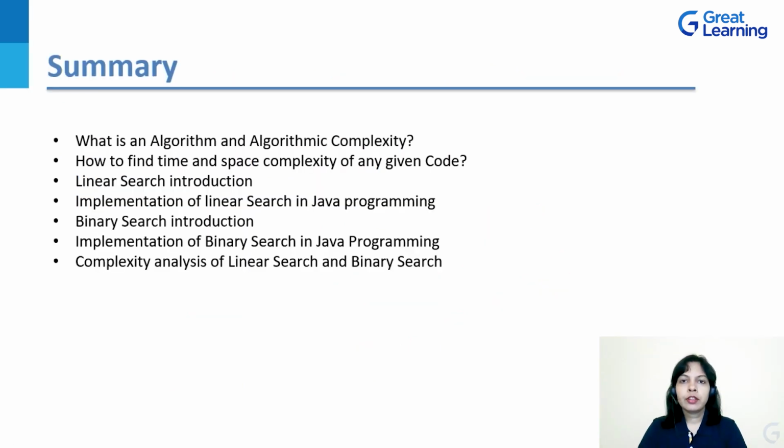Let's summarize the session. In this session, we discussed what algorithms are, and what the different algorithmic complexity analyses are that we can do over any given algorithm or code. Then we talked about how we can find the time complexity for a given code, be it a for loop, a do while loop, nested statements, simple statements, or code written in any programming language. We can find the time and space complexity of those. Then we saw the idea behind linear search, implemented the linear search algorithm in Java programming, and also did the complexity analysis.